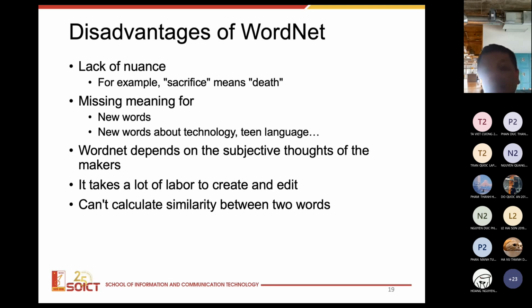created by humans, right? By labor effort, right? So if there is no effort to add new words into WordNet, you will not be able to find the new word in WordNet, right? And WordNet depends on the subjective judgment of the maker, right? So it's a human, a worker, adding the entries into WordNet. So it really depends on the worker, right?